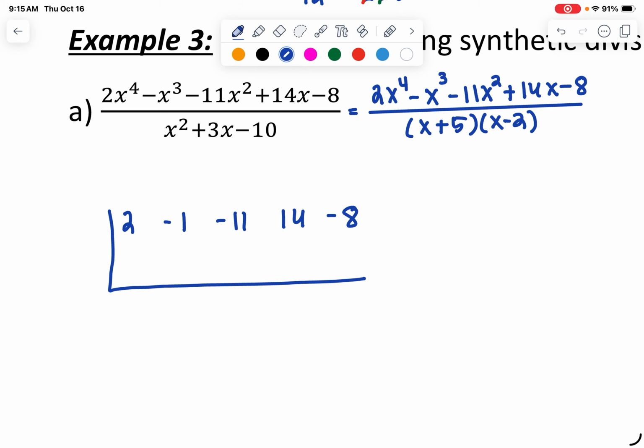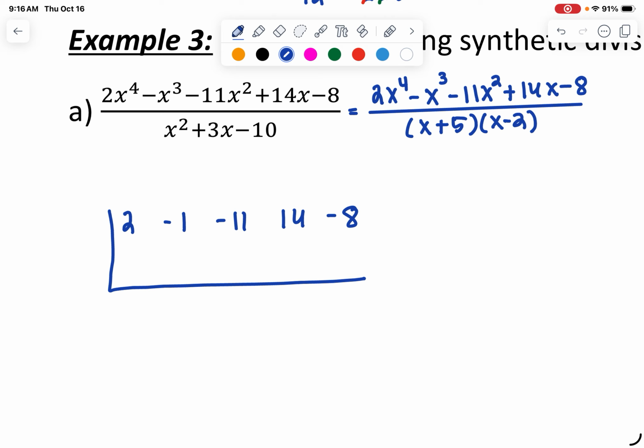But also, if I do it with the 2 and I don't get 0 as a remainder, then I have to switch to the -5. And if I don't get a 0 as a remainder with -5, then I can't synthetically divide by these two linear factors. So long story short, in case you're wondering, one of them has to give me a remainder of 0 in order for this to even be possible.